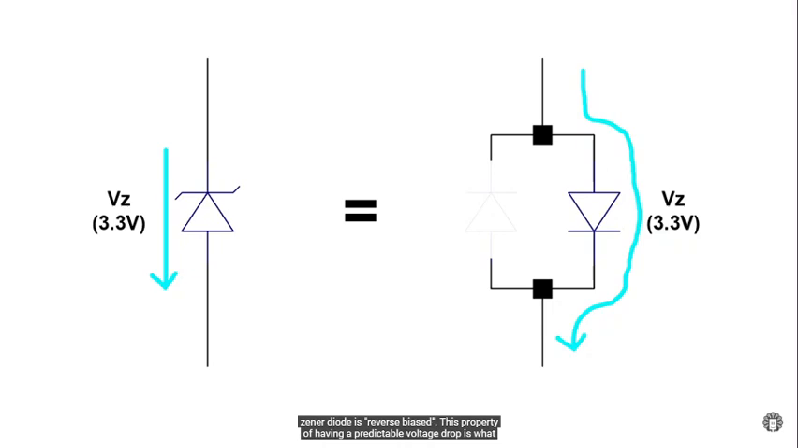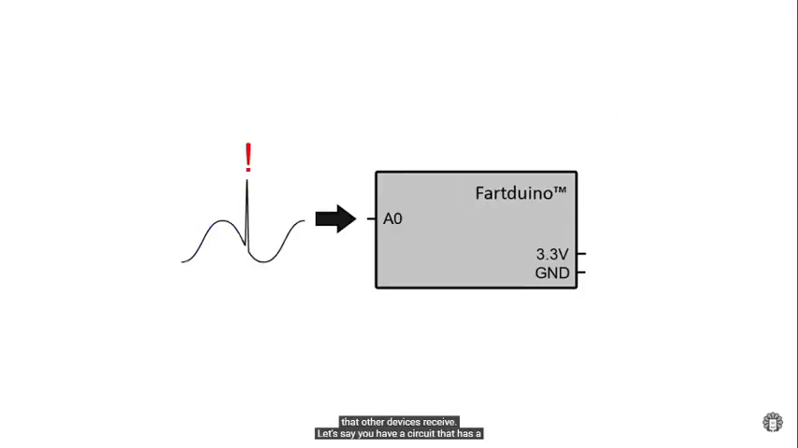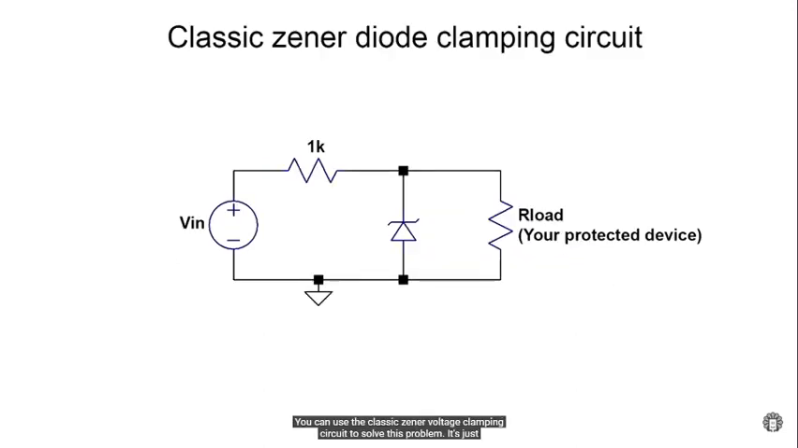This property of having a predictable voltage drop is what makes Zener diodes useful. If you set your circuit up just right, you can use Zener diodes to limit the voltage that other devices receive. Let's say you have a circuit that has a voltage input, and you're worried that you might destroy it with too high a voltage. It could be a microcontroller or an op-amp that can only handle 3.3 volts on the input, and sometimes the voltage reaches 10 volts, or even minus 10 volts. You can use the classic Zener voltage clamping circuit to solve this problem.